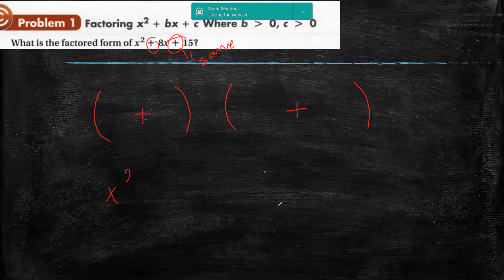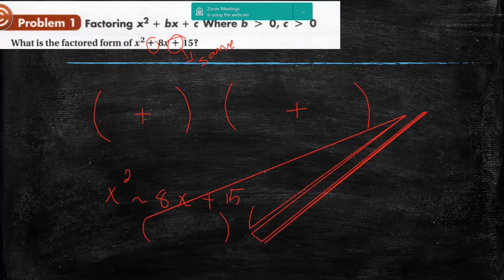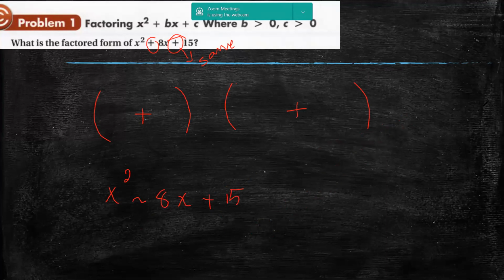But if we have x squared minus 8x plus 15 as an example, what does it mean? We have it minus. Yes, it could be. It must be the same, but same minus.